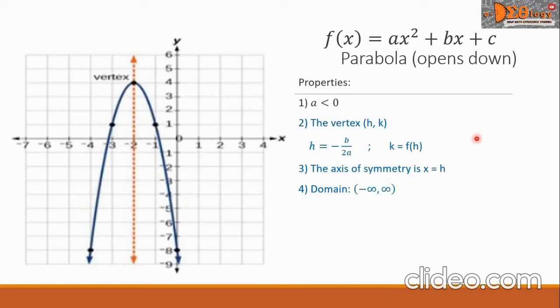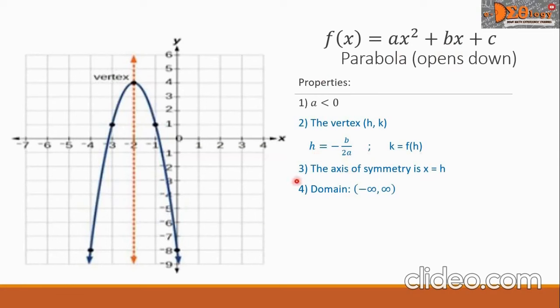Let's go to property numbers 2, 3, 4. These three properties are the same properties of the parabola that opens upward a while ago. The vertex is h, k, and we can compute the h equals negative b over 2a. Again, b is the coefficient of x, and the a is the coefficient of x squared. Also, the k equals f of h.